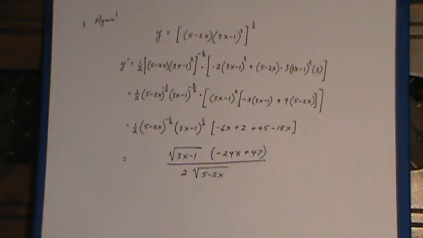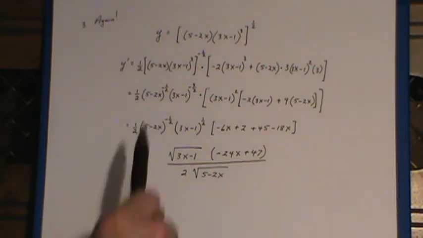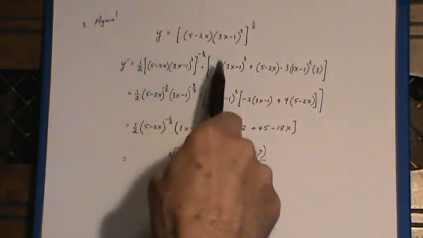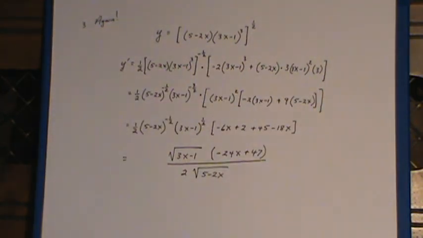If you have a root times a root, you can either put the root sign over the whole thing and do it as a chain rule with a product inside, or you can start it with the product rule and then involve the chain rule with it.